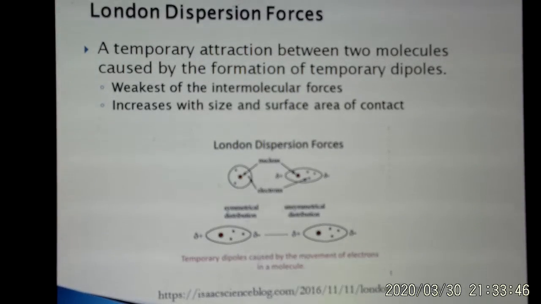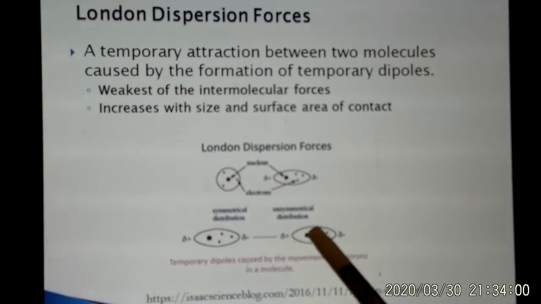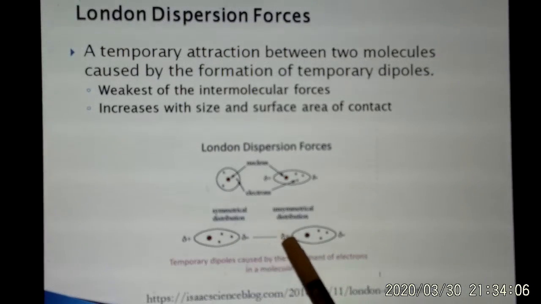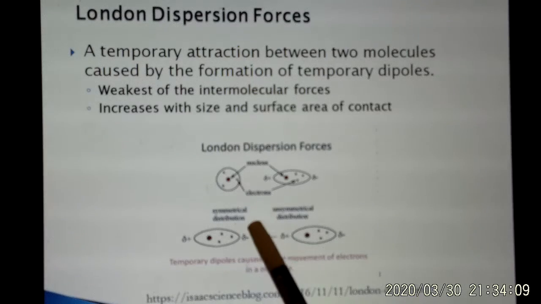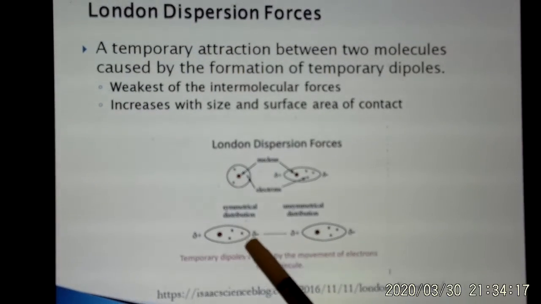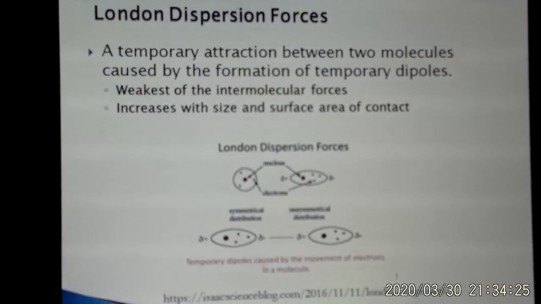Now, London dispersion forces are the weakest of the intermolecular forces, and what happens is if my electrons move here and it's delta minus, that's delta plus, then it's going to repel the electrons and leave that sparsely populated with electrons. So it's going to be delta minus, delta plus. So we now have basically a temporary attraction between the two. It's the weakest of the intermolecular forces, and it's going to increase the larger the molecules, the more surface area of contact, and so the greater the London dispersion force.